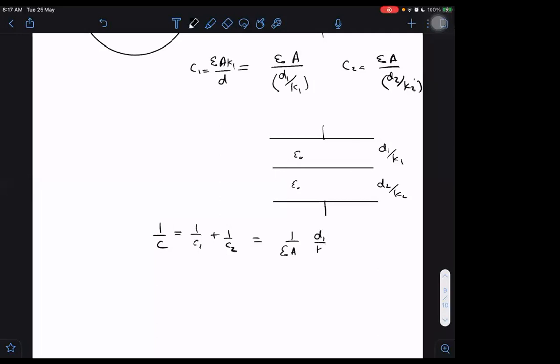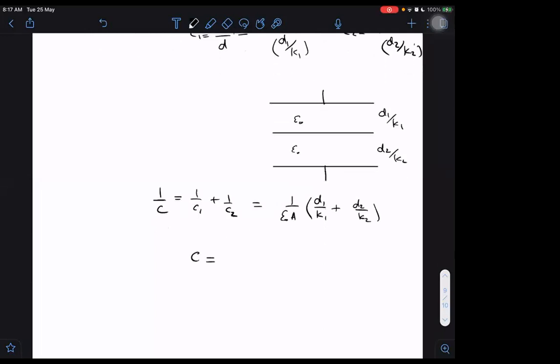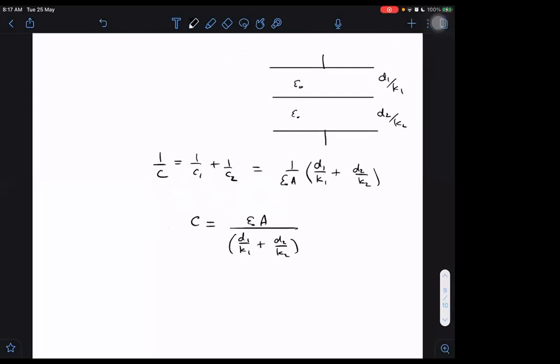D1 by K1 plus D2 by K2. That is 1 by C. So what is C equal to? C is becoming epsilon naught A divided by D1 by K1 plus D2 by K2 and so on. In general I can write epsilon naught A upon sigma Di by Ki. That will be the net capacitance in such cases. So effectively the gap, we can assume as if the gap is getting reduced.